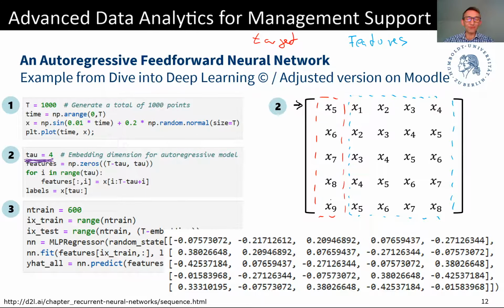So, okay, we predict X6, or maybe just to be on the safe side, let's assume we predict X7. And to predict X7, we have X3, X4, X5 and X6 as our inputs. You see the structure.